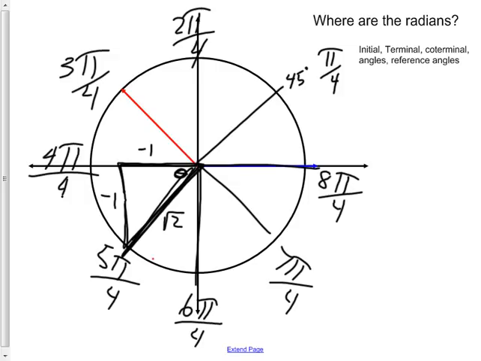All right, so then I asked the question, is sine of 5 pi over 4 positive or negative? Well, if I do the sine of this reference angle, sine is the opposite over the hypotenuse. Do you get that there's a negative in the answer? So sine is negative at 5 pi over 4.